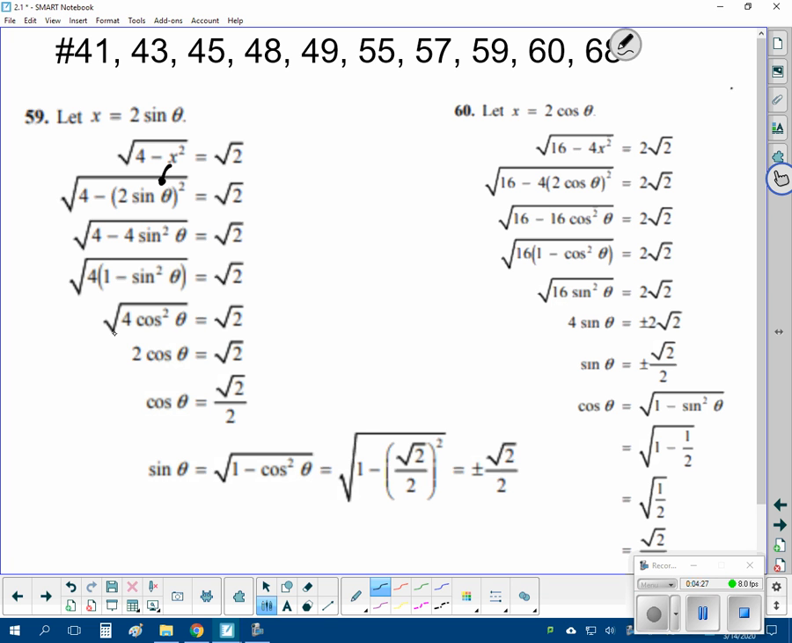Then you can go ahead and take your square root. Again, still the same. And then finally, we're trying to keep going. So we solve for cosine by dividing by 2.